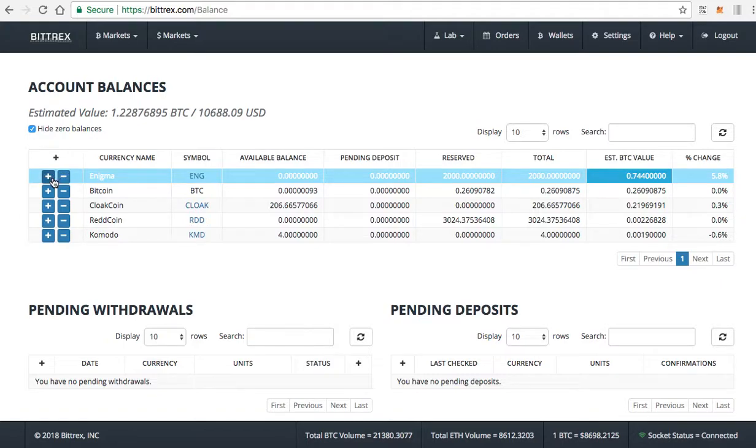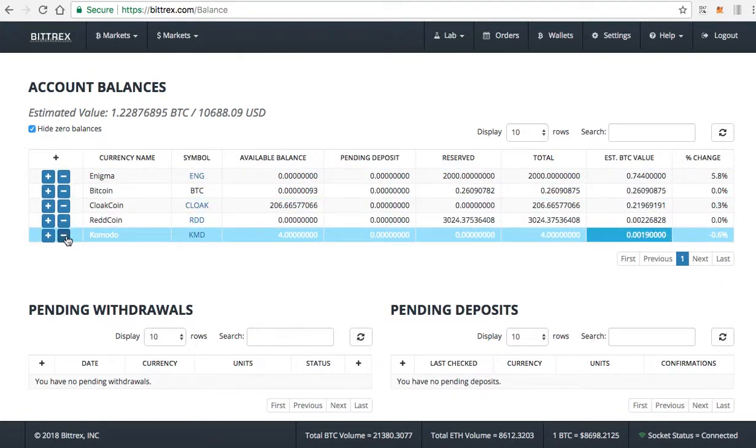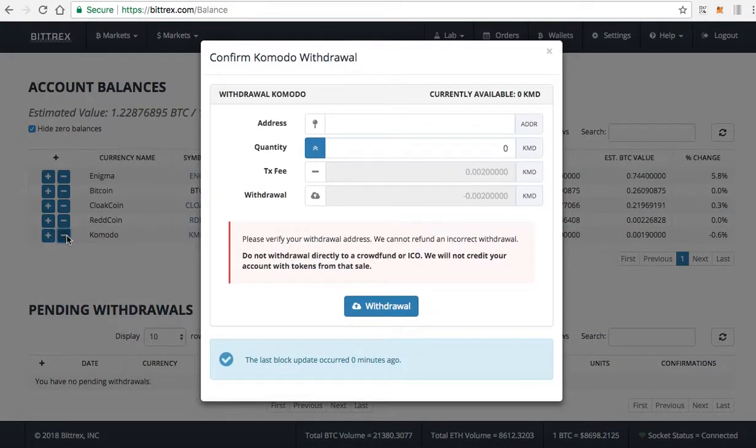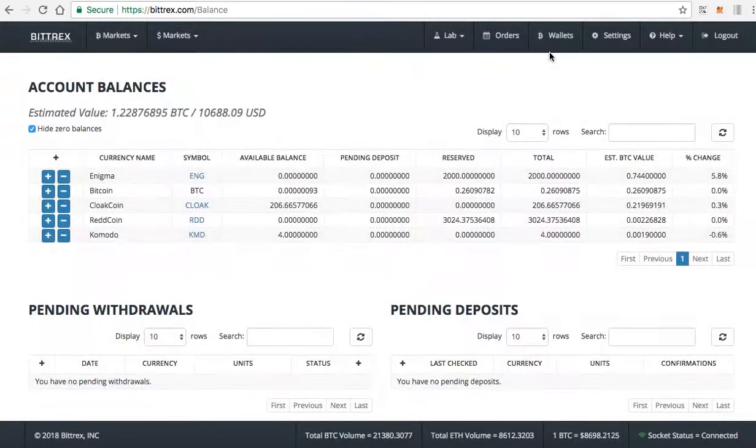If I want to send, let's say I want to store my Komodo in a hardware wallet, which I highly recommend you do if you're holding long term, I would go to my hardware wallet and grab my Komodo address, and then I would click on minus, that's withdraw, and copy my address in here, tell it how many Komodo I want it to send, the 4 Komodo, and then it's going to tell me how much it's going to cost me to send it, and I would click on withdraw. And then my Google Authenticator code would come up. I'd have to enter that and say confirm, and it will send my Komodo to my hardware wallet.